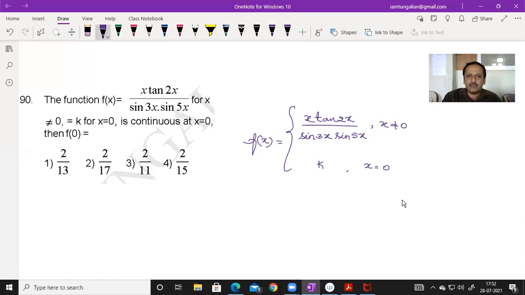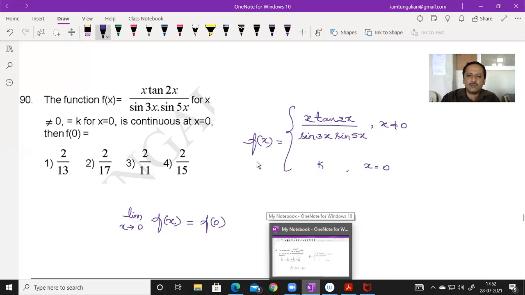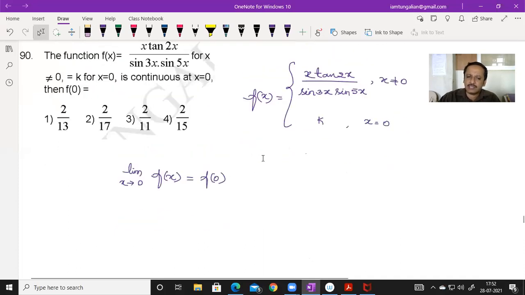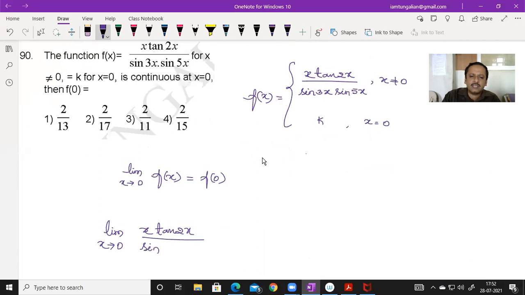By definition of continuity, to say that a function is continuous at x equal to 0, we can write limit x tends to 0 f of x is equal to f of 0. Okay. So since it is continuous at x equal to 0, we can write in this way. Now limit x tends to 0, f of x. When x approaches 0, x is not equal to 0. So what is f of x now? x into tan 2x divided by sine 3x into sine 5x is equal to f of 0.